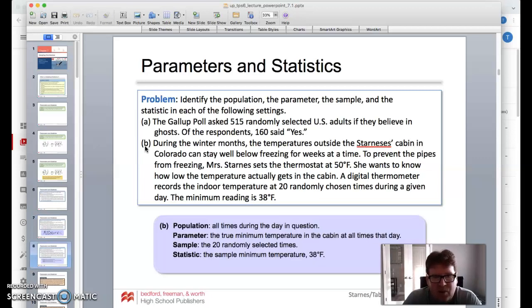All right, so let's take a look at this one. During the winter months, the temperature outside the Stearns' cabin stays well below freezing, so to prevent the pipes from freezing, Mr. Stearns sets the thermostat at 50. He wants to know how low the temperature actually gets in the cabin, and a digital thermometer records the indoor temperature at 20 randomly chosen times during a given day. The minimum reading is 38 degrees. The population would be all of the times during the day in question. The parameter is the true minimum temperature in the cabin at all times that day. The sample is the 20 randomly selected times. And the statistic would be the sample minimum temperature of 38 degrees.